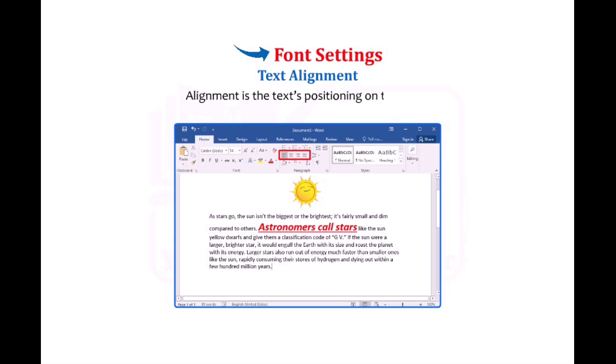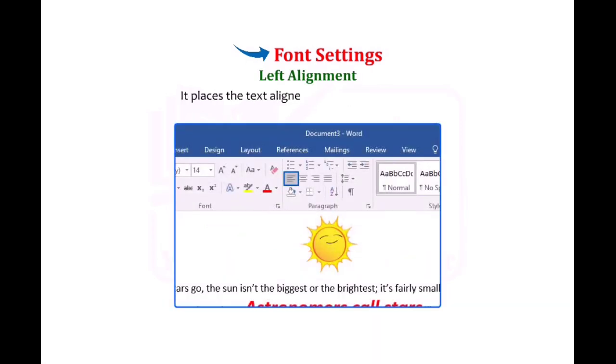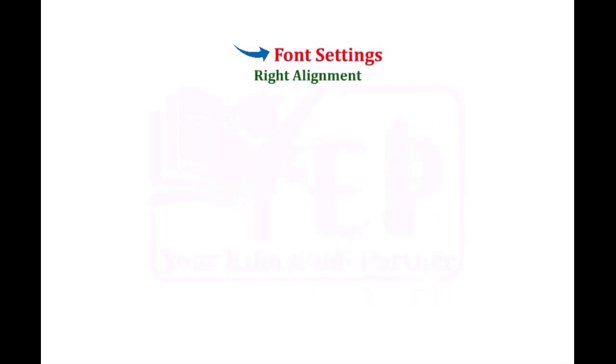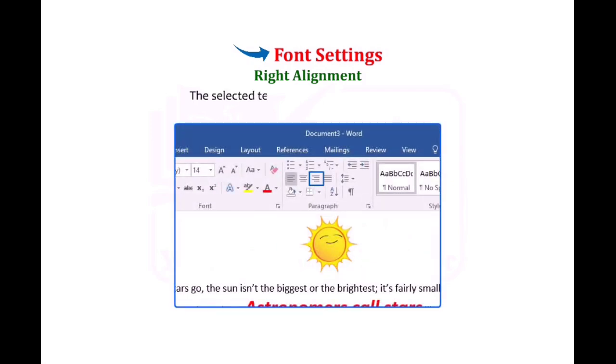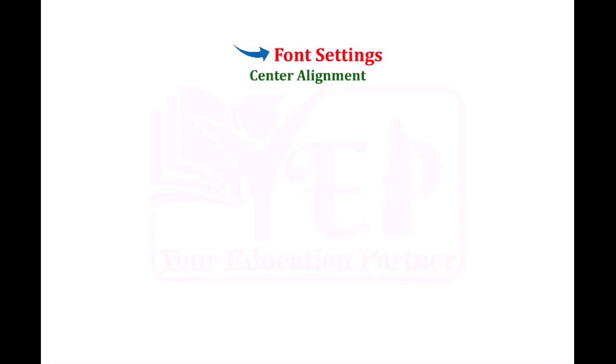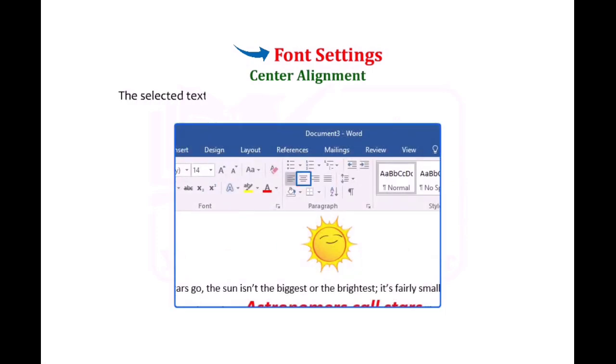Text alignment. Alignment is the text's positioning on the page. There are 4 types of alignments. Left alignment. It places the text aligned towards the left margin. By default, text in MS Word is left aligned. Right alignment. The selected text aligns towards the right margin. Center alignment. The selected text aligns at the center, between the left and right margins.